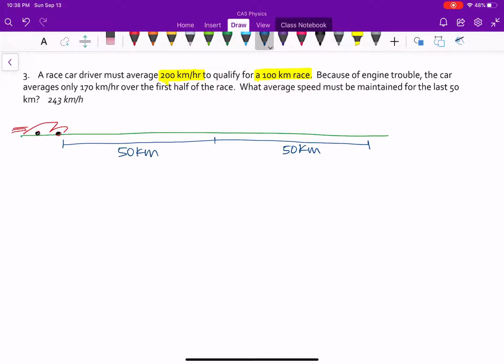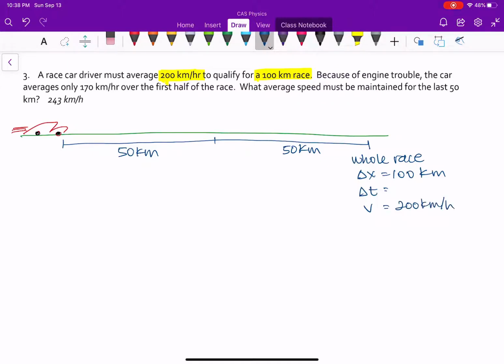So the idea here is that we know the total average speed has to be 200 kilometers an hour for a 100-kilometer race. So you can think about it like this. For the whole race, the delta x is 100. The distance is 100 kilometers. The time, we're not sure yet, but the speed it has to maintain is 200 kilometers per hour.